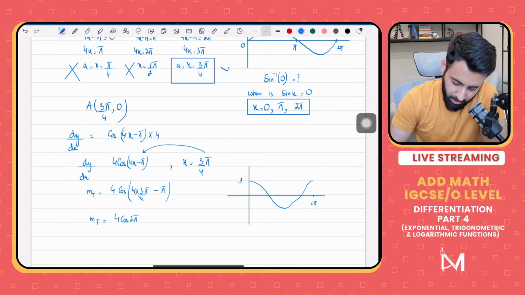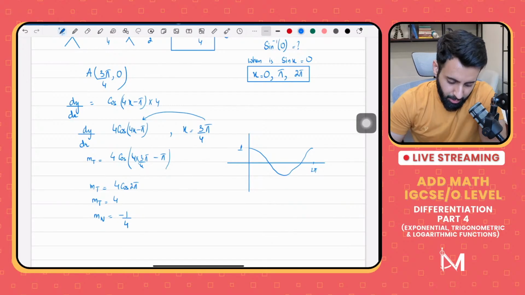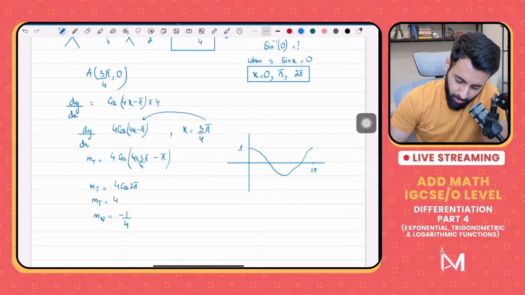Cos of 2 pi is equal to 1. So that means the gradient of the tangent is equal to 4, which means that the gradient of the normal will be minus 1 upon 4. Now in order to find out the equation of the normal, we need a point and the gradient. We have the gradient, now we need a point.